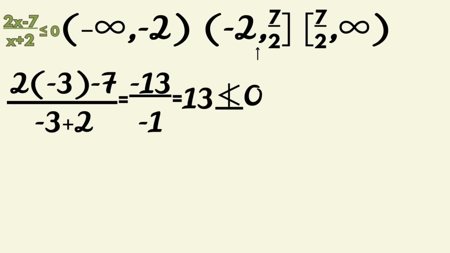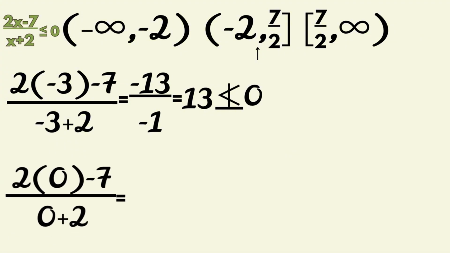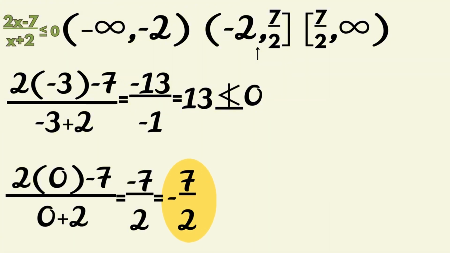For negative 2 and 7 over 2, we will use 0. 2 times 0 minus 7 over 0 plus 2 gives us negative 7 over 2. The answer negative 7 over 2 is less than 0, so this is part of the solution.